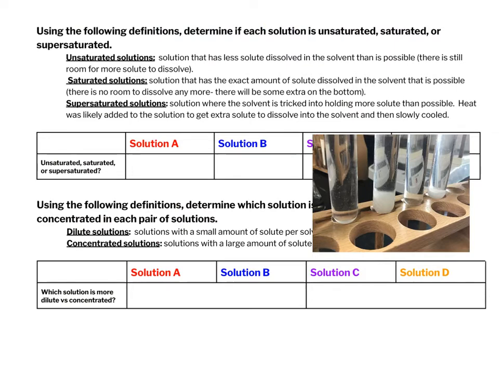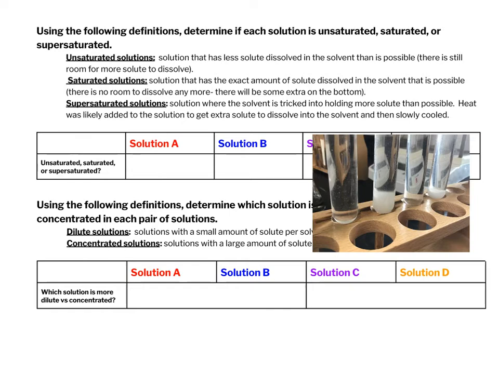For this next part, use the following definitions to determine if each solution is unsaturated, saturated, or supersaturated. Unsaturated means that the solution has less solute dissolved in the solvent than is possible. There's still room for more to be dissolved. Saturated means that you have the maximum amount of solute, and supersaturated means you have more than the max. You usually will have to heat the solution to make that happen.